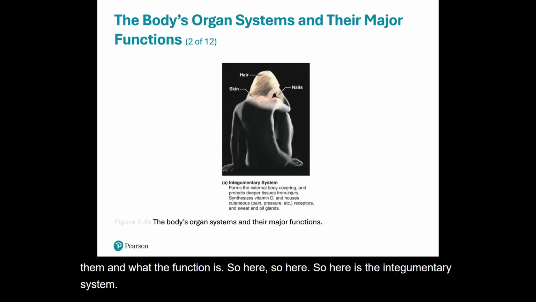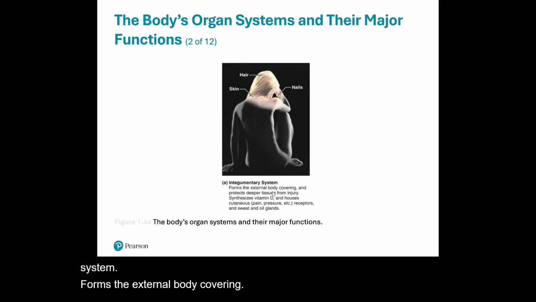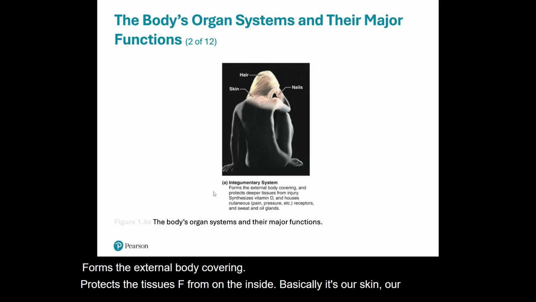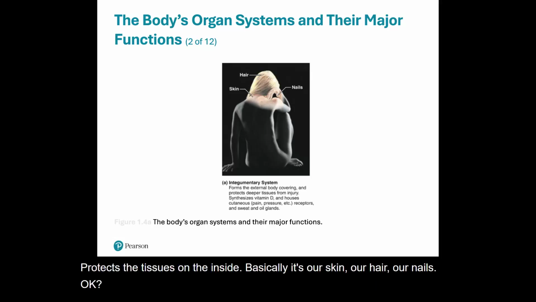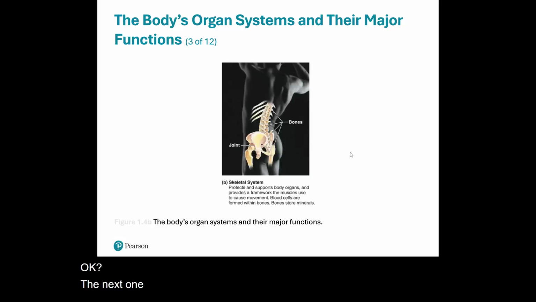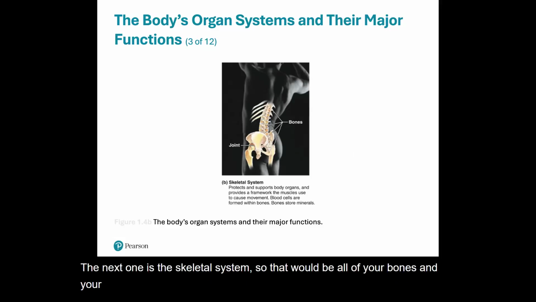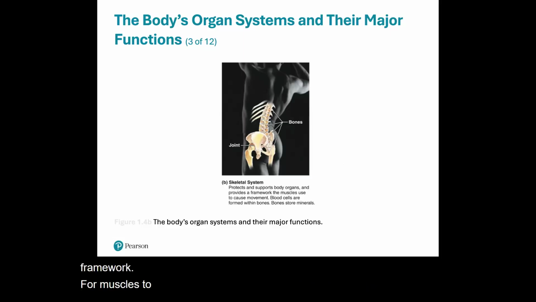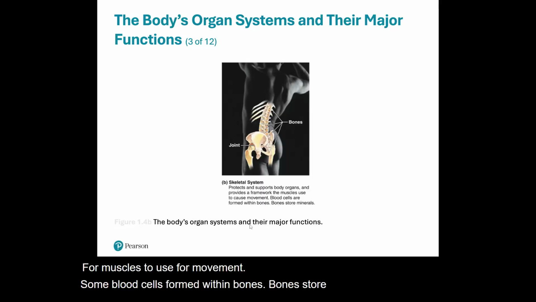All right, so here is the integumentary system. Forms the external body covering, protects the tissues on the inside. Basically, it's our skin, our hair, our nails. Okay. The next one is the skeletal system. So that would be all of your bones and your joints. This protects and supports the body organs and provides a framework for muscles to use for movement. So blood cells are formed within bones, and bones store minerals.